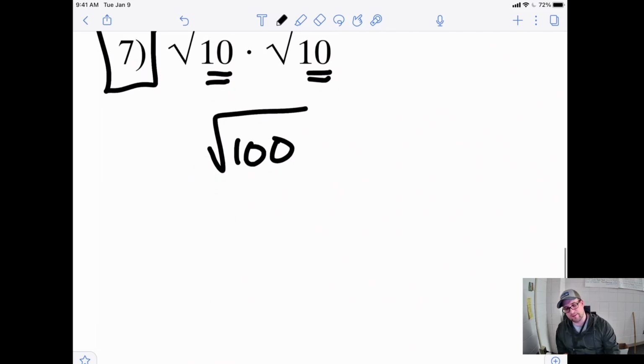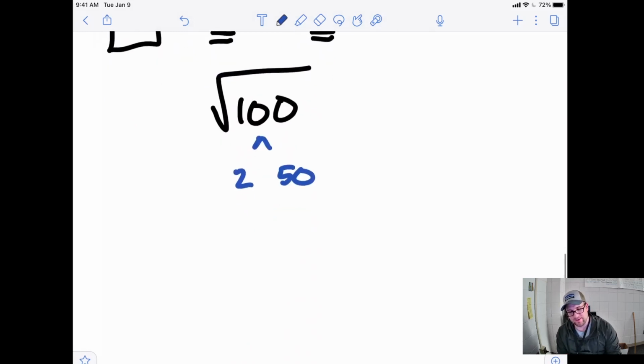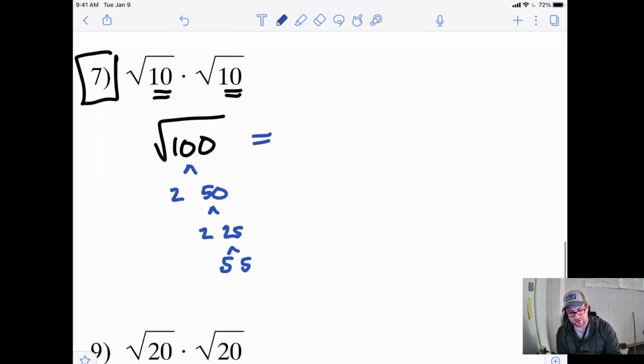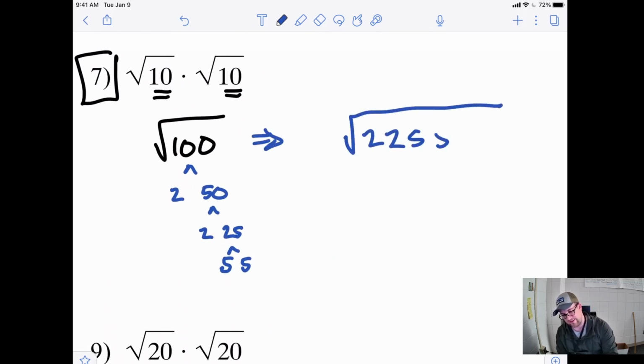So when you come over here, you've got to break down 100. Well, 100 is just 2 and 50. 50 is just 2 and 25. 25 is, well, wait, 5 and 5. So once you break down your prime factorization, just like you would, you have your 2, your 2, your 5, your 5, just like that. And now let's pull out them pairs.